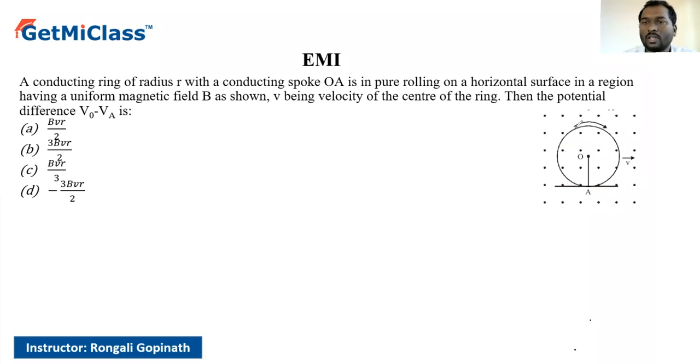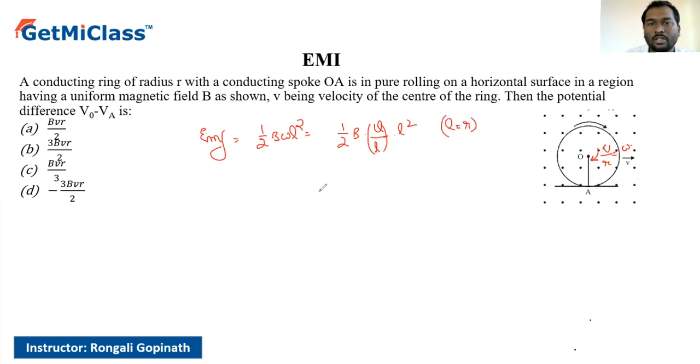So if this is v, then the angular velocity with respect to O is v by R, right? And we know that the EMF induced in a rotating conducting rod is half B omega L squared, which is half B into omega, which is v by R, into L squared. Here L is nothing but R. So substituting that, it is half B v R, but which end will be at a higher potential?